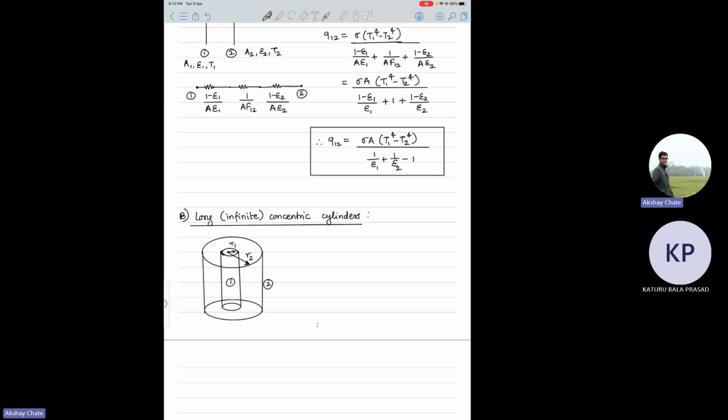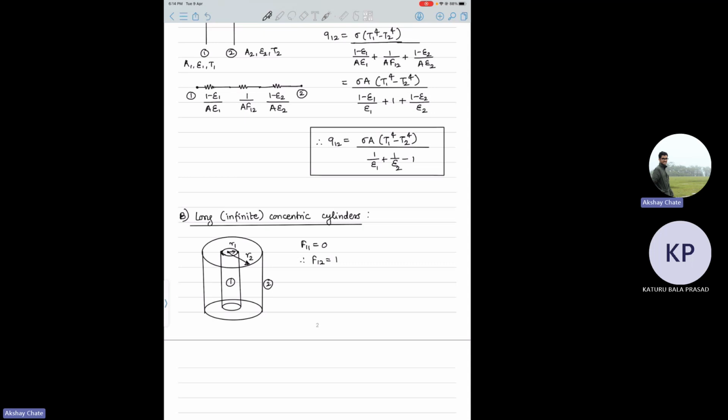So here also what you know is F11 is 0, because it's a convex surface, so it won't intercept the radiation energy emitting from itself. And therefore, due to the addition principle or addition theorem, F12 will be 1. And then you can apply a similar resistance network and simplify the case.